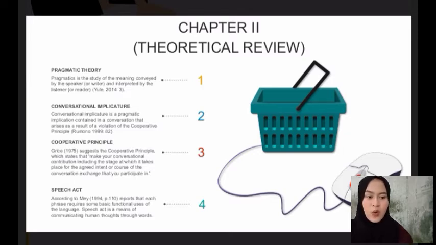While speech act, according to Mey in 1994, page 110, reports that each utterance requires some basic functional uses of the language. So the utterances that the speaker conveys have a function. And then speech act is a means of communicating human thoughts through words.